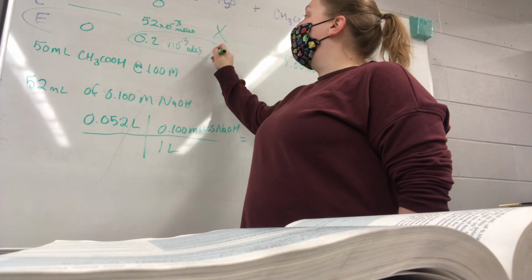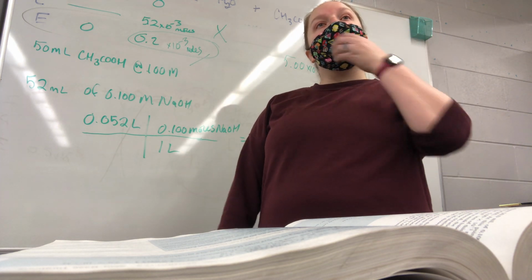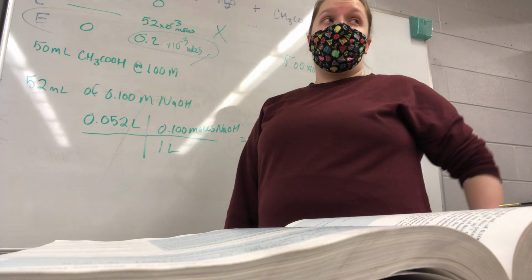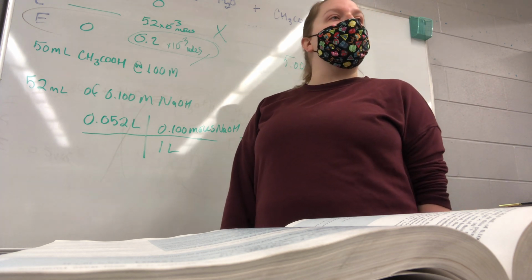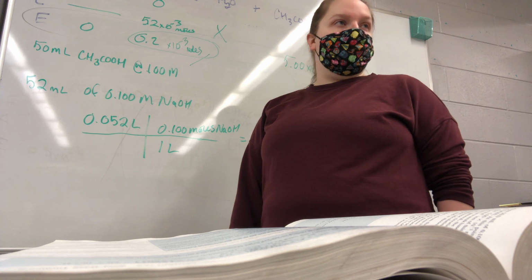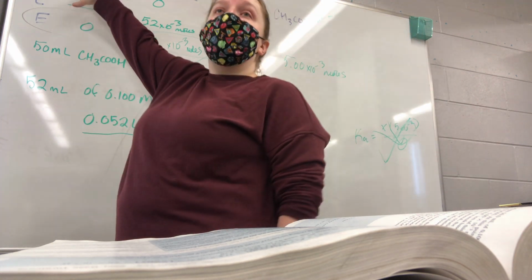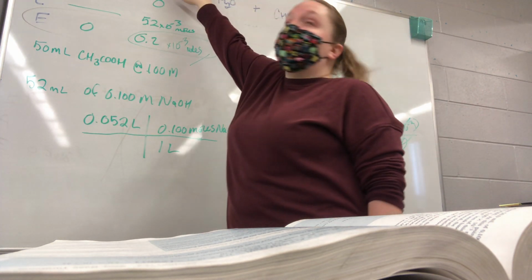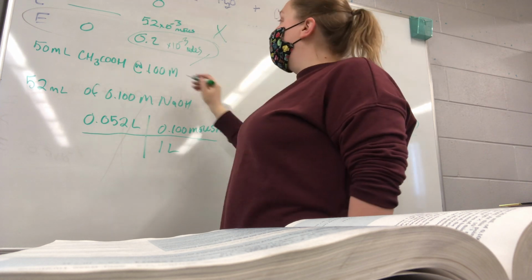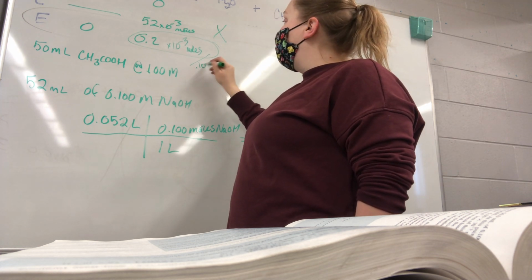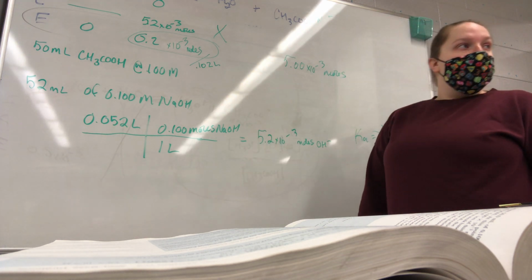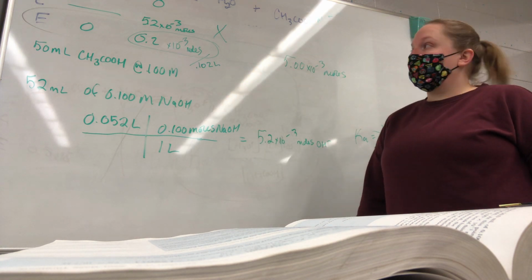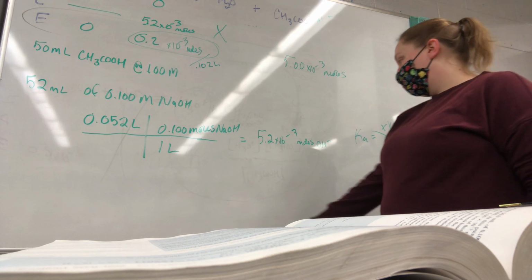Do we know what volume is present? Yes. What? 102 milliliters. How'd we get that? We had 50 milliliters of this guy. We had 52 milliliters of this guy. So we're going to divide this number of moles by 0.102 liters. And what do we get?